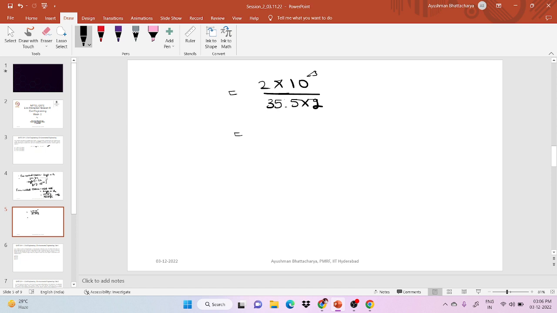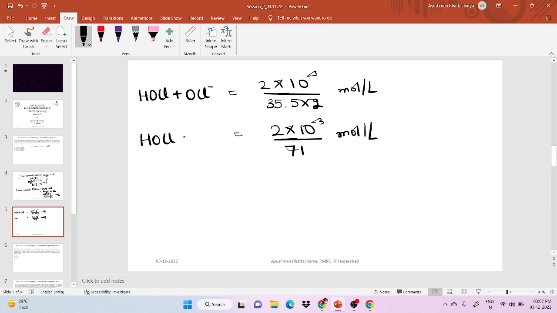If you calculate it, you will get 10 raised to the minus 3 by 71. So this is the free residual chlorine in terms of moles per liter. And free residual chlorine, as I just mentioned, is the summation of HOCl plus OCl minus. So remember this term.